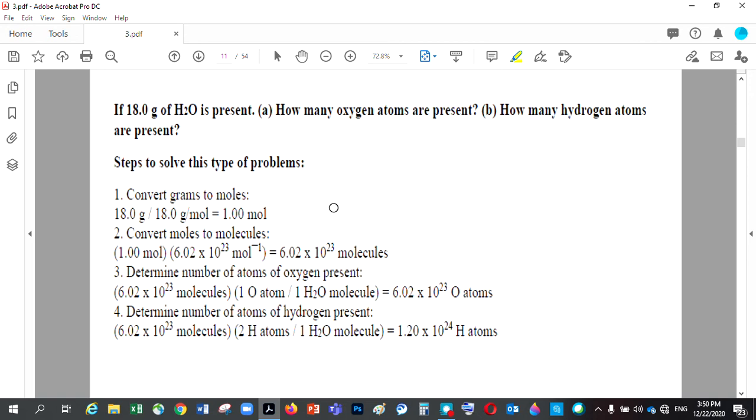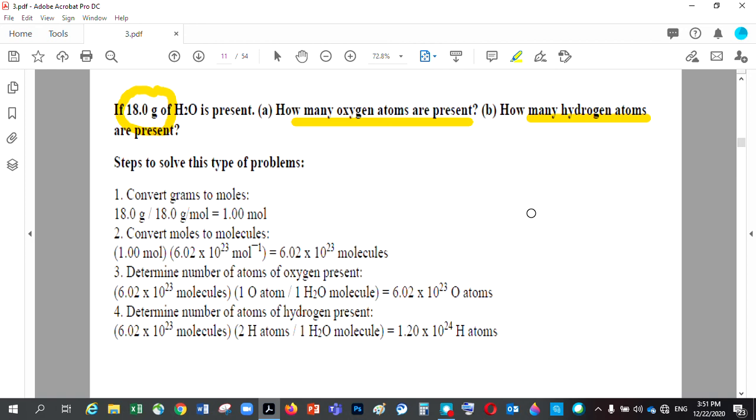Now let's look at this here. Now I'm looking at the number of atoms within what? Within the molecule. Now I'm looking at each individual atom within the molecule. If I have, and this is very interesting, an example: I have 18 grams of H2O present. The question asks how many oxygen atoms and how many hydrogen atoms are present in H2O.